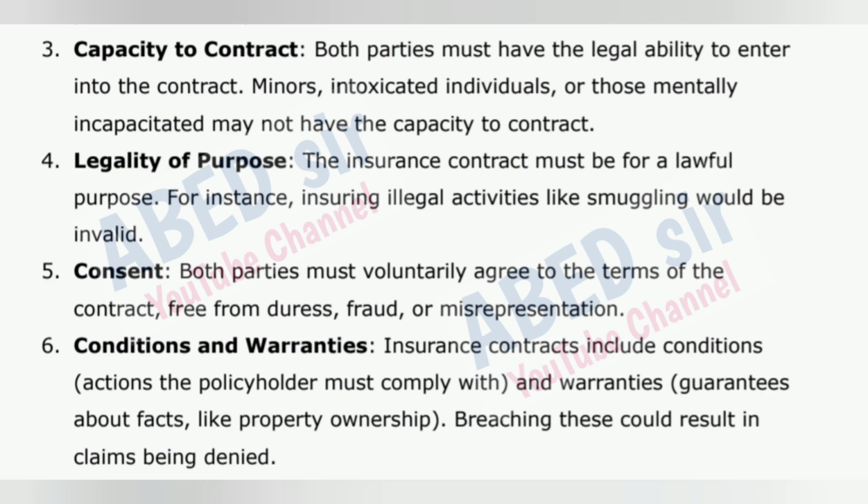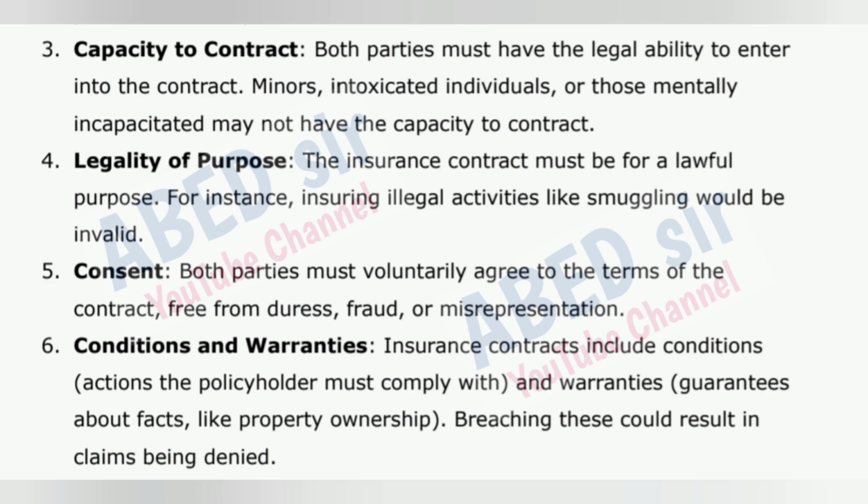3. Capacity to contract. Both parties must have the legal ability to enter into the contract. Minors, intoxicated individuals, or those mentally incapacitated may not have the capacity to contract. 4. Legality of purpose. The insurance contract must be for a lawful purpose. For instance, insuring illegal activities like smuggling would be invalid.